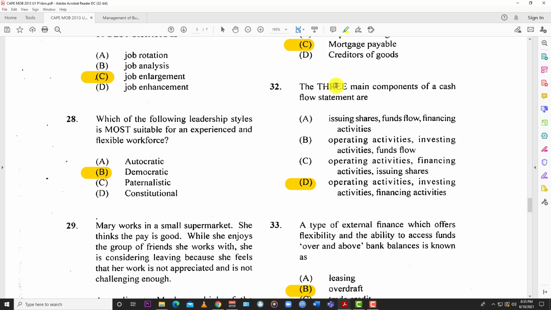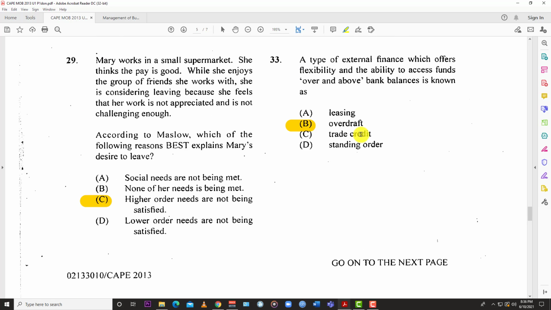32. The three main components of a cash flow statement are operating activities, investing activities, and financing activities. All of these involve something with cash. Operating activities mean you're going to spend the cash. Investing, you're going to spend it to return later on. And financing, of course, again, spending. All right, so all of them involve cash. Shares is not cash, so that would be out. Funds flow, that's not a part of it. We have shares again, that's not it, so that's out.